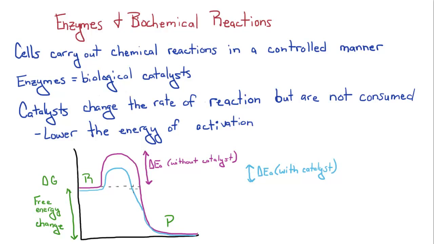Normally, the energy of activation without a catalyst is going to be pretty large. You can see here. But the energy of activation with a catalyst is much, much smaller. So it's a lot easier for reactants to be converted into products.